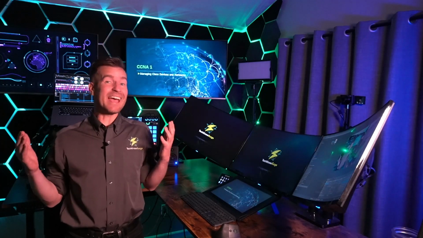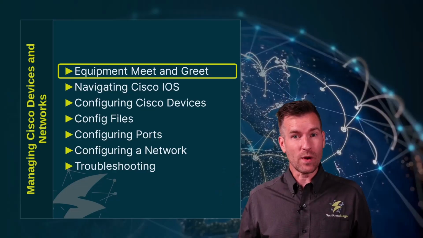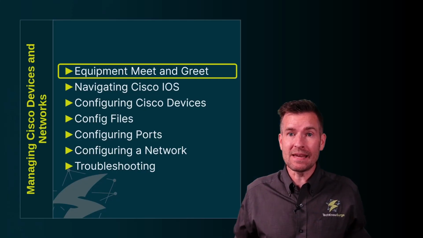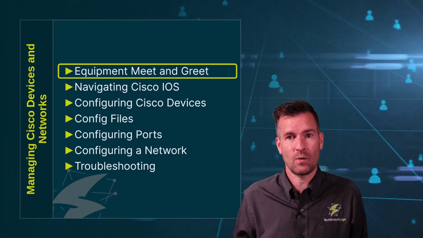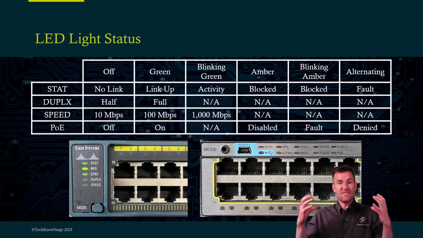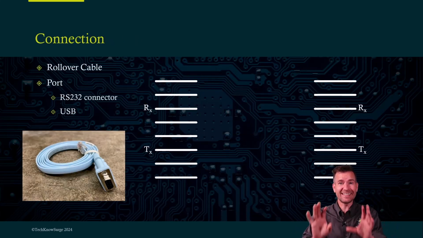We're coming to the end of our course and it's time to start wrapping things up. Thought we'd do a quick review over the content that we covered throughout this course. We kicked things off with an equipment meet and greet, getting really familiar with the equipment that we are going to be working with. So we covered what this equipment physically looked like and things like the link lights and what they represented. And we got into how to console into these devices so we could start programming them.